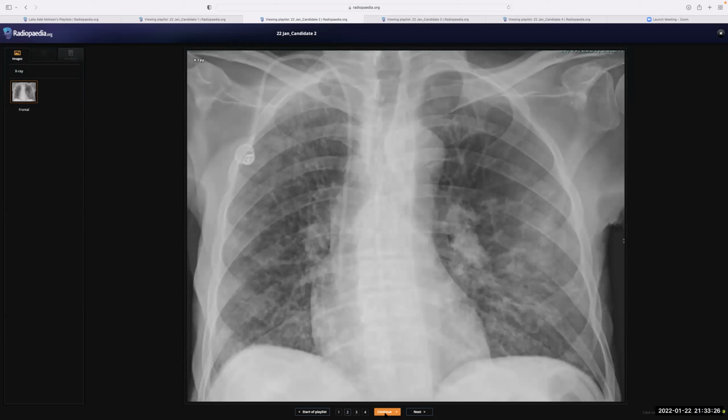So this is a 60-year-old male, routine chest X-ray. So this is a frontal radiograph of a 60-year-old male with routine chest X-ray. I can see that there is a right-sided catheter in this patient in the region of the SVC/right atrium.